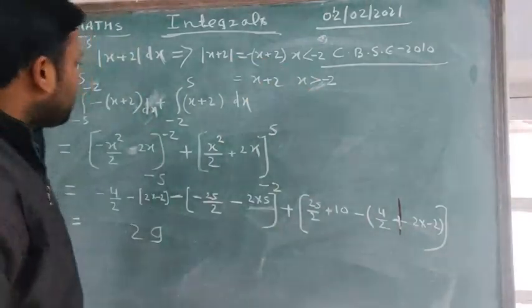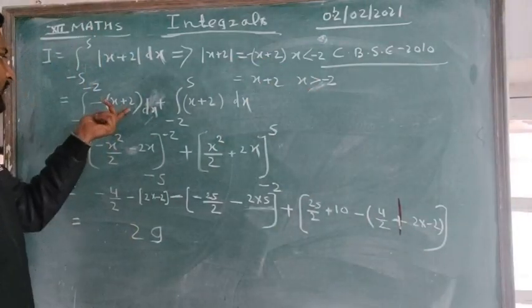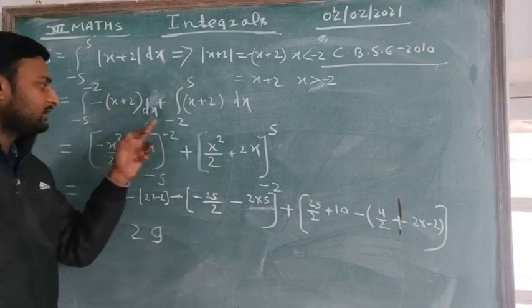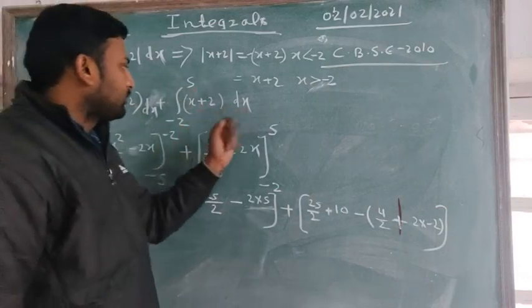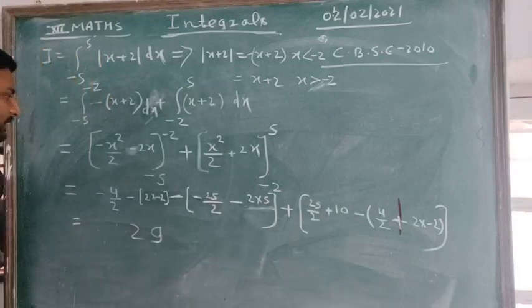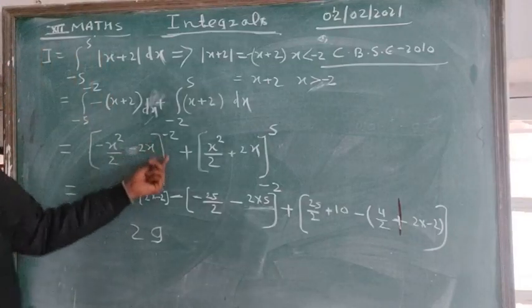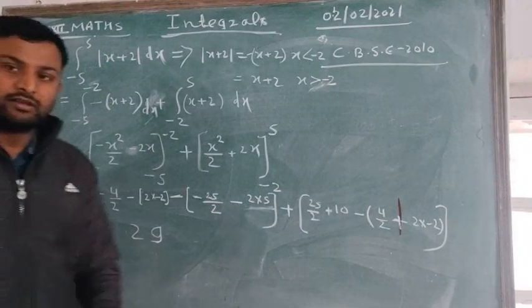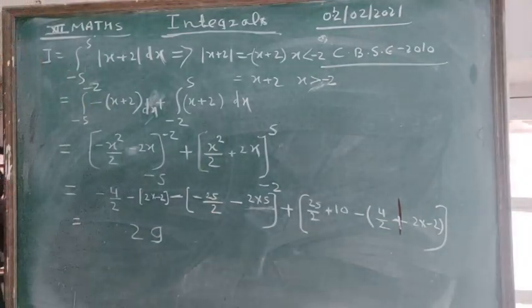Okay, students, and using this property we are writing here, from minus 5 to minus 2 minus x plus 2 dx and minus 2 to 5 x plus 2 dx. Now, students, we integrate this and put the limit, and after cancellation we get our result. Okay, I hope you understand, students.